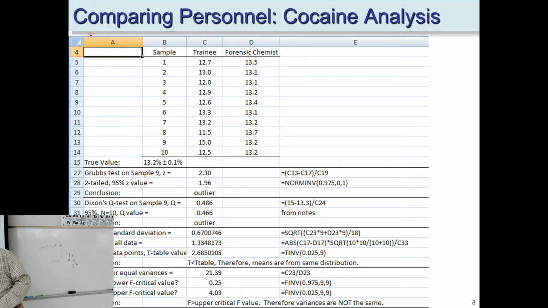Now, if you wanted to, you might go back through and calculate all of the data points and statistics for the trainee's remaining 9 samples. Then their variance would drop, their mean would shift a little bit, and so on, because you've rejected that outlier. And then you might see that their variance was much more similar than it was with the outlier.